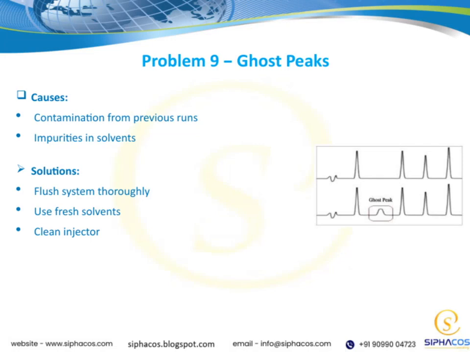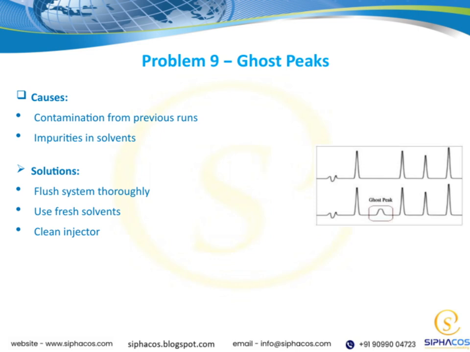Now, let's talk about problem 9, which is ghost peaks. These are a common issue in chromatography, and understanding their causes is key to preventing them. One major cause is contamination from previous runs. If residues are left in the system, they can show up as false peaks in your current analysis. Another cause is impurities in the solvents we use. Even small amounts of impurities can lead to ghost peaks that interfere with your results.